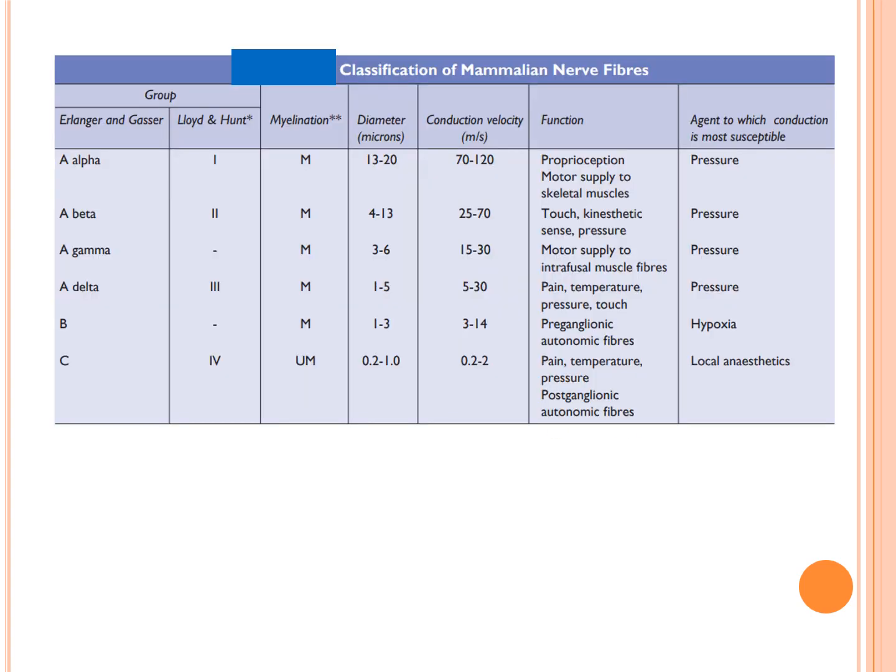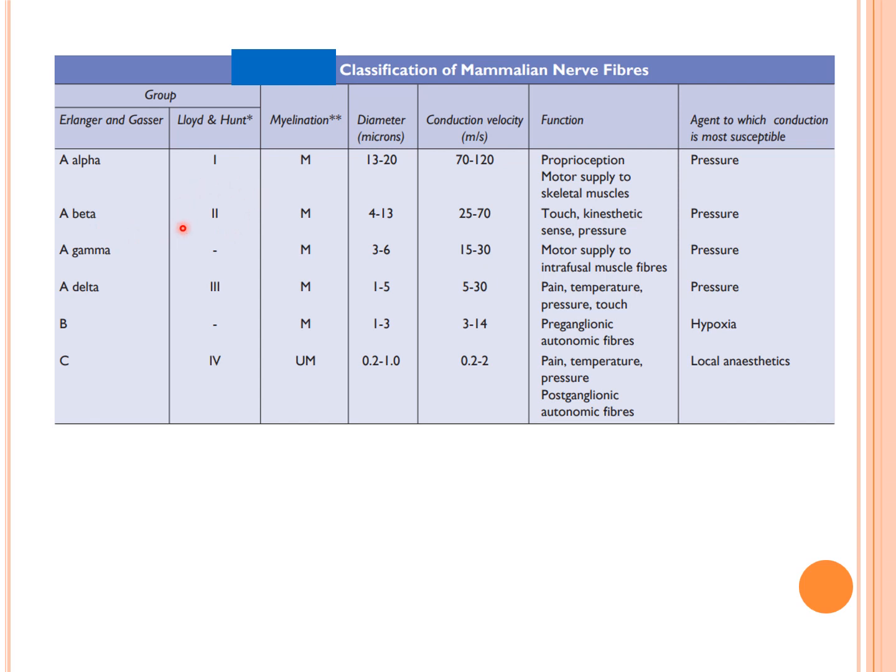So here we have a table which concludes both the Erlanger and Gasser classification and the Lloyd and Hunt classification, and the functions. According to Erlanger classification, we have A, B and C. A has alpha, beta, gamma and delta. A alpha in Lloyd and Hunt classification is type 1, which is again subdivided into 1A and 1B. Just remember, 1A is the annulospiral ending, 1B is the Golgi tendon organ.